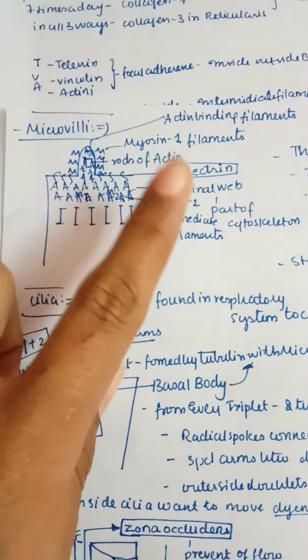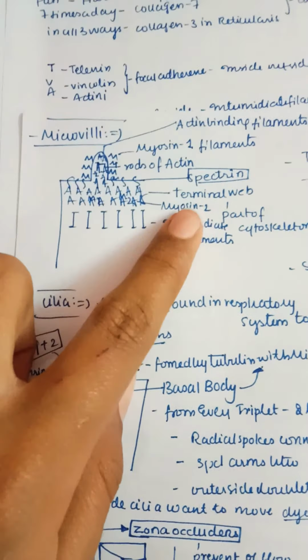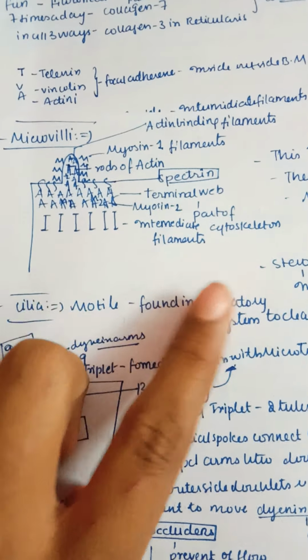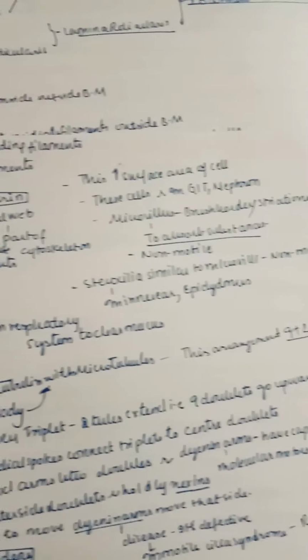So what is the inner part? It is the terminal web, and it also has myosin 2 filaments. The terminal web is also part of the cytoskeleton, and inside we have the intermediate filaments. So this is the internal structure of a microvillus.